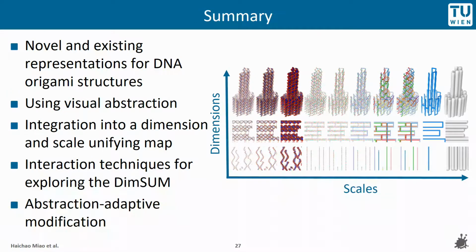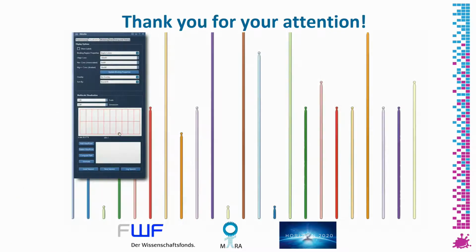So in summary, and to conclude this talk, I showed you novel and existing representations for DNA origami structures that are combined in an abstraction space using visual abstraction. This abstraction space is spanned by two axes, the dimension and the scale axis, and we can interact with this. I showed you the interaction methods with this abstraction space. And in the end, what is most important for our domain scientists is that they can really apply abstraction-adaptive modifications, where they can work in any representation they would like without having to worry how these modifications are propagated into other representations. So thank you very much.